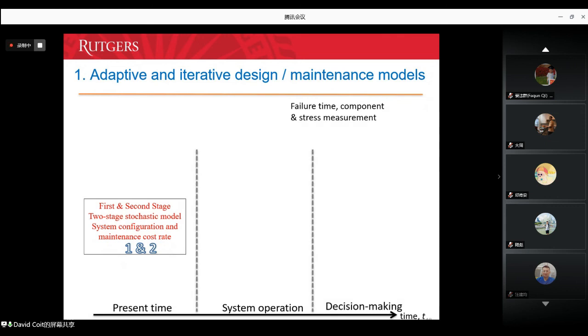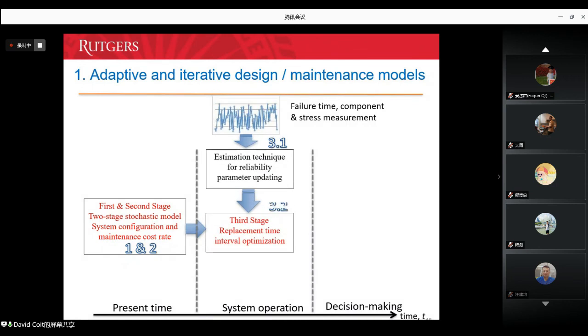So this is number 1, adaptive and iterative design and maintenance models. You see what's labeled present time. That's what you've heard me talk about today. But now the system goes into operation. I start collecting data. Now, what do I mean by data? It could be data on the environmental stresses. Maybe those scenarios I estimated weren't right. It could be data on failure times. It could be data on degradation, although that's more in number 2.